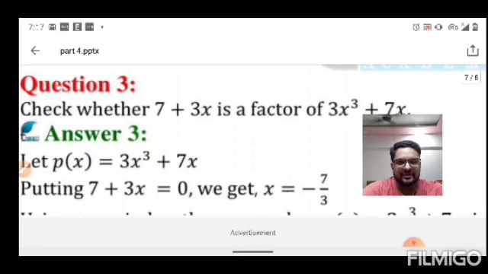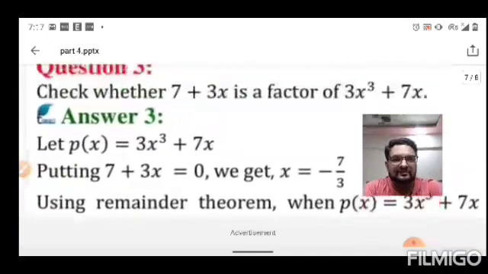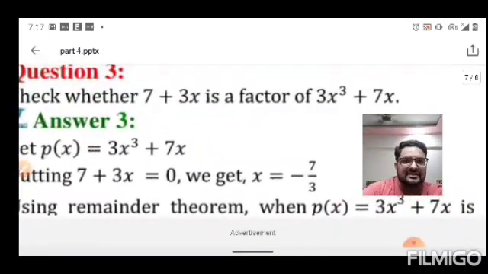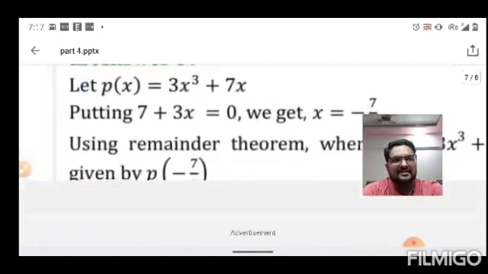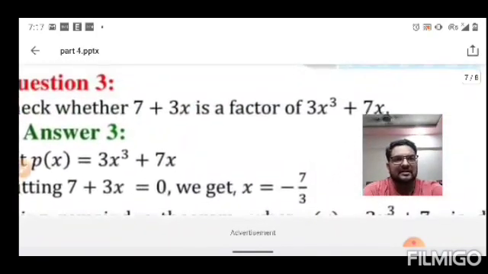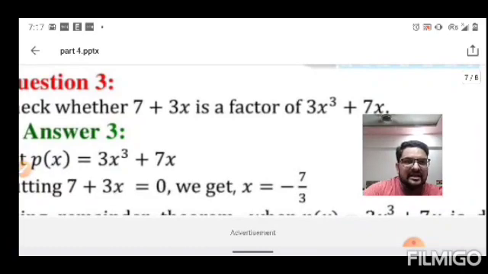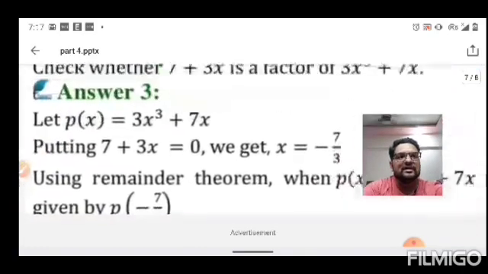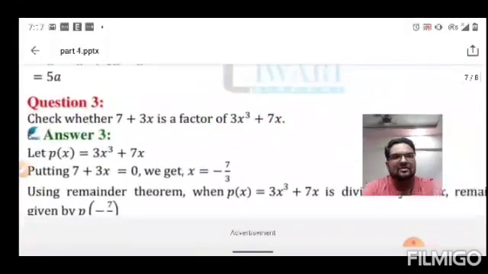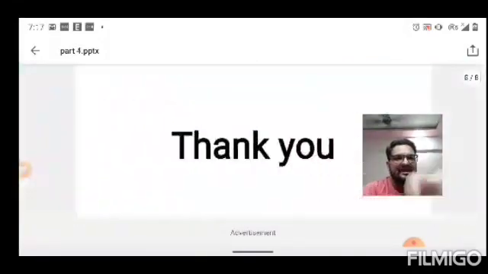So what we'll do here, first we'll find out the zero of 7 plus 3x. So 7 plus 3x equals 0. Therefore, 3x equals minus 7. Therefore, x equals minus 7 upon 3. So let's put the value of x, that is minus 7 upon 3, in place of x in the given polynomial 3x cube plus 7x. On doing so, you will get the remainder.